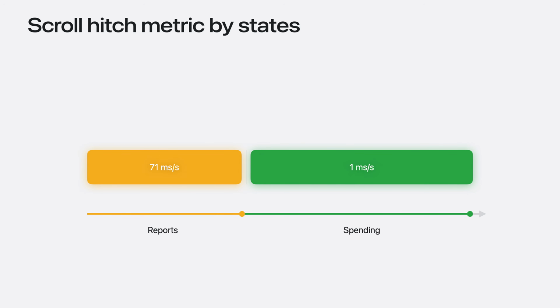And in the Expense app, there are individual metrics for each tab. In this example, scrolling on the Spending tab was incredibly smooth, with a hitch rate of just 1 millisecond per second. But when scrolling through the Reports tab, the hitch rate spiked to 71 milliseconds per second. With this granularity, you can make a much more focused conclusion. The Spending tab is performing great. But the Reports tab is experiencing critical interruptions, and that's exactly where your optimization effort should focus.